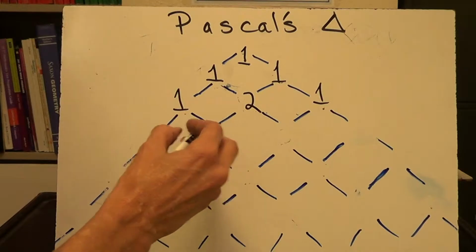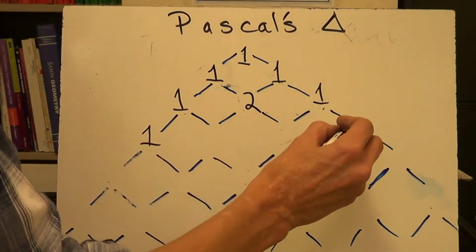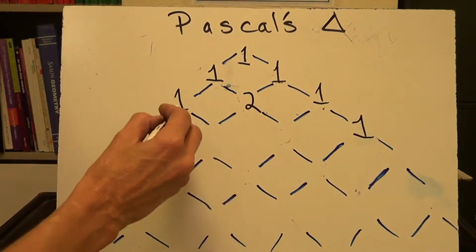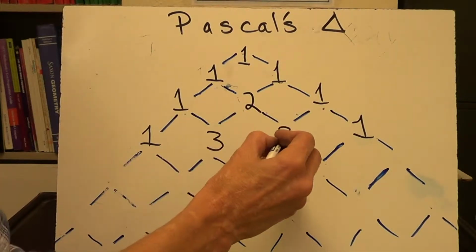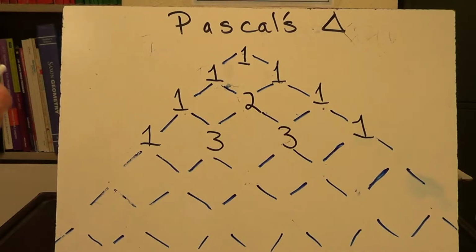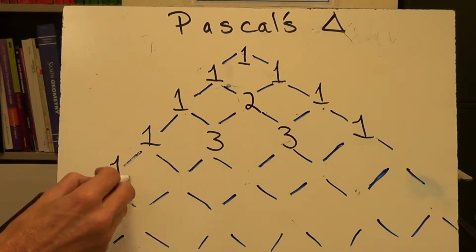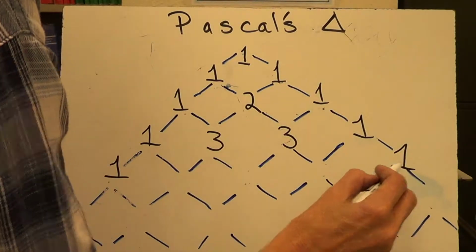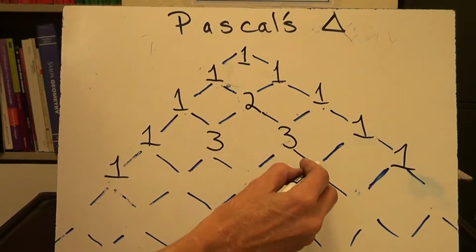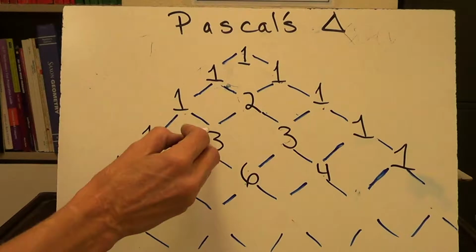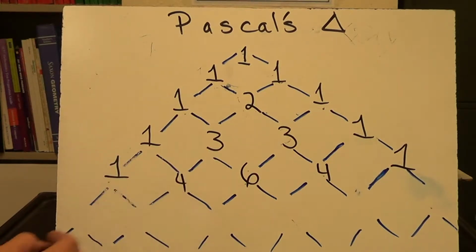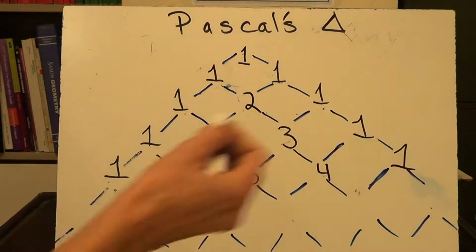So now the next row, we put a 1 on the outside. And we take 1 plus 2 is 3. 2 plus 1 is 3. Now we go another step, 1 on the outside, 1 on the outside. We go 3 plus 1 is 4. 3 plus 3 is 6. 1 plus 3 is 4. And that's our next row there.